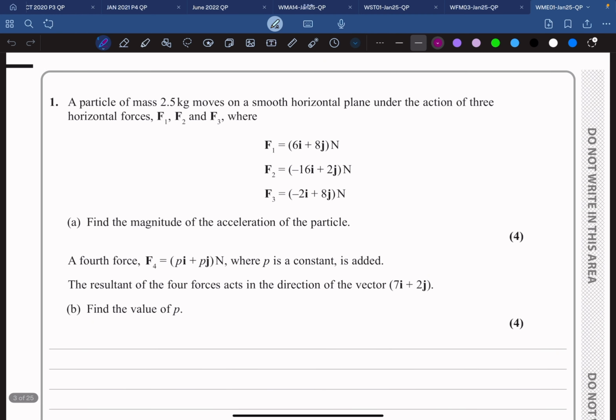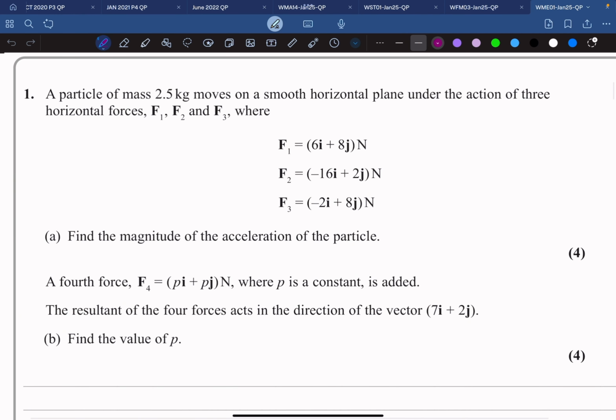Alright, a particle of mass 2.5 kg moves on a smooth horizontal plane under the action of three horizontal forces F1, F2, and F3. And these are just given here, okay? All these forces have different directions, as seen, like these are different vectors, right? So they're going to have different directions, like 6i plus 8j would be somewhat in this direction. And let's say the particle is right here. And minus 16i plus 12j, on the other hand, would be something like this, right? And minus 2i plus 8j would be something like this.